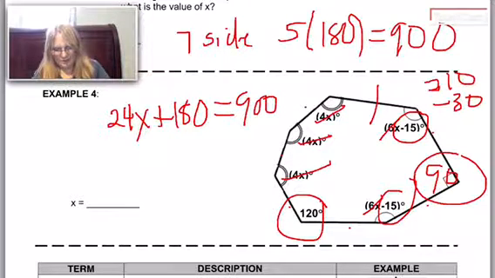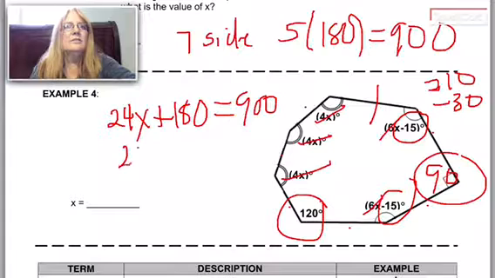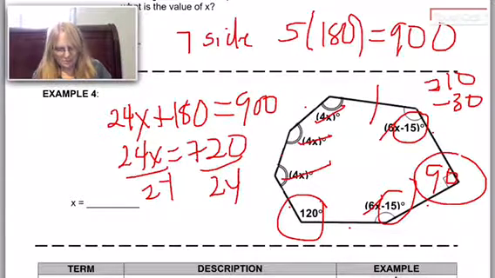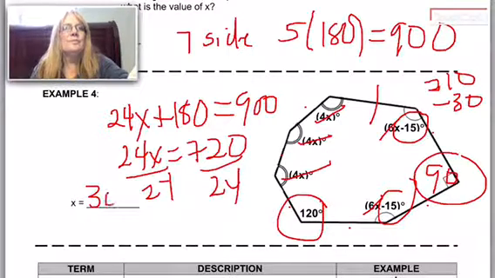All right, so there is my equation. So if I subtract 180 from 900, I get 720. And then divide by 24. And x is equal to 30.